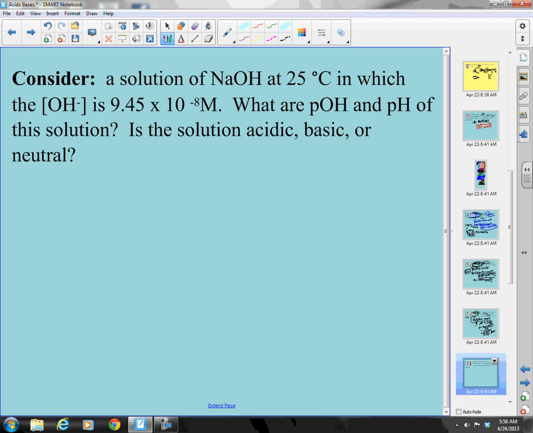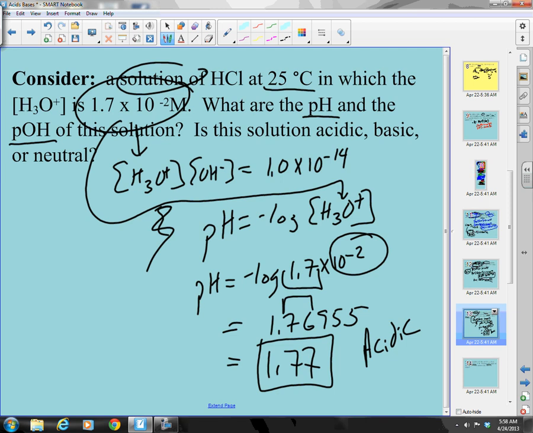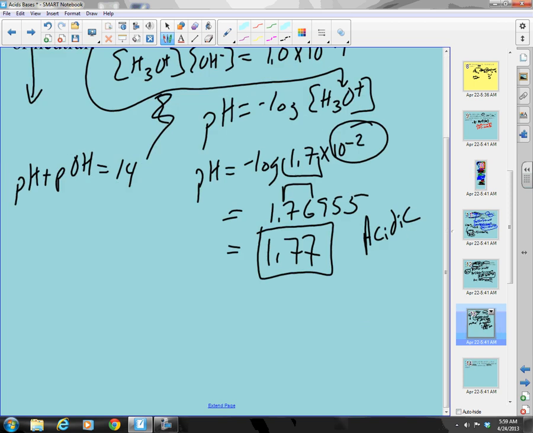Well, we're given the hydroxide concentration, and they want to know the pOH. Oops, did I have to do pH and pOH? I'm not done here. Sorry, gotta go back. I'm getting too far ahead of myself. How do I get my pOH if I have my pH? Well, remember, I said pH plus pOH equals 14 as long as I'm at 25°C, and we're always going to assume that, folks, unless stated otherwise.